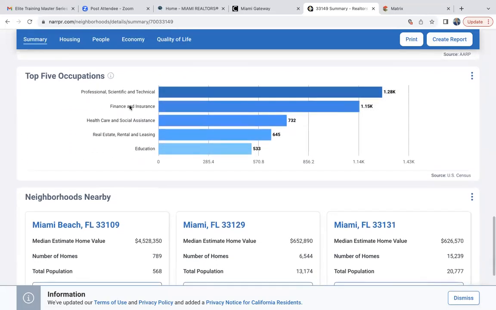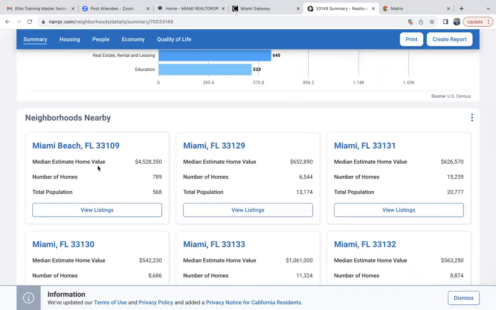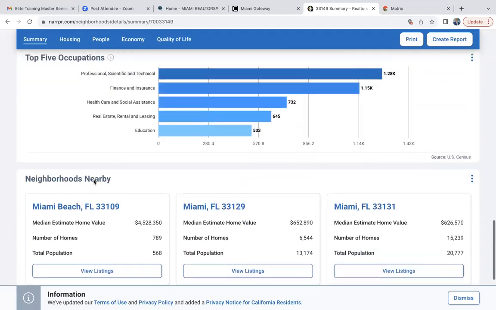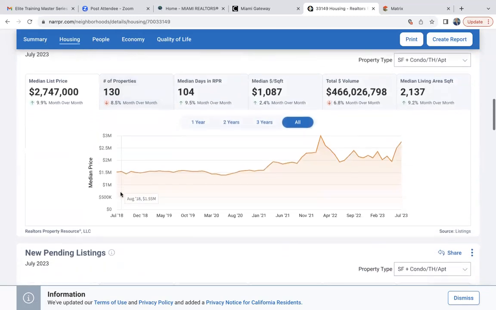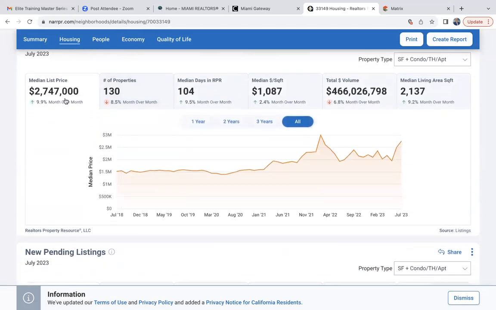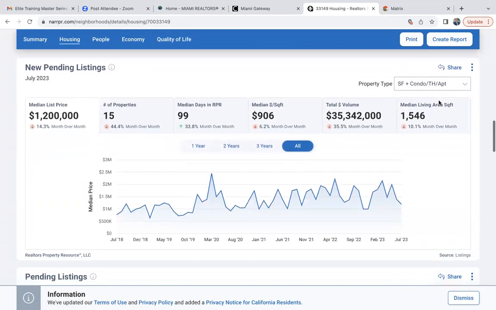All right, you have here the top 5 occupations in Key Biscayne. You have neighborhoods nearby. You have housing, so you can go over here and see that the median list price in Key Biscayne is 2,747,000 out of 130 properties that are currently listed, taking 104 days on the market and selling at 1,087 per square foot, plus dollar volume and the median living area square footage.